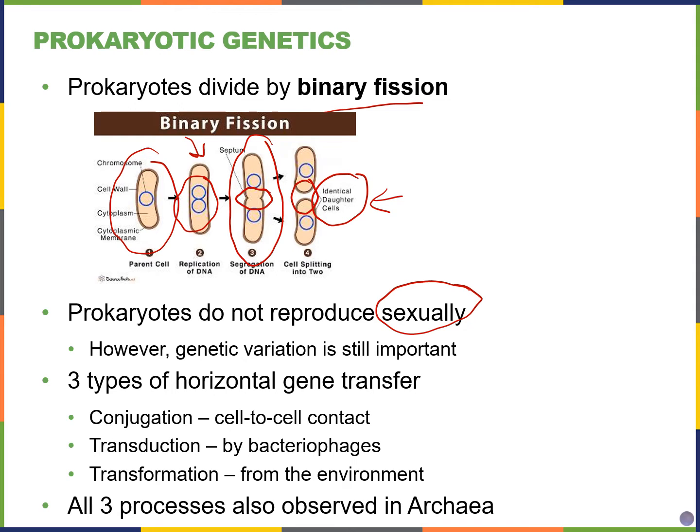So how do bacteria, for example, increase their genetic variation over time to survive varying and sometimes harsh environments? They can go through horizontal gene transfer, exchanging DNA with cells from the same generation. And they do this through conjugation, transduction, and transformation. We'll go over each of these in detail. This is seen in bacteria, but also seen in archaea.